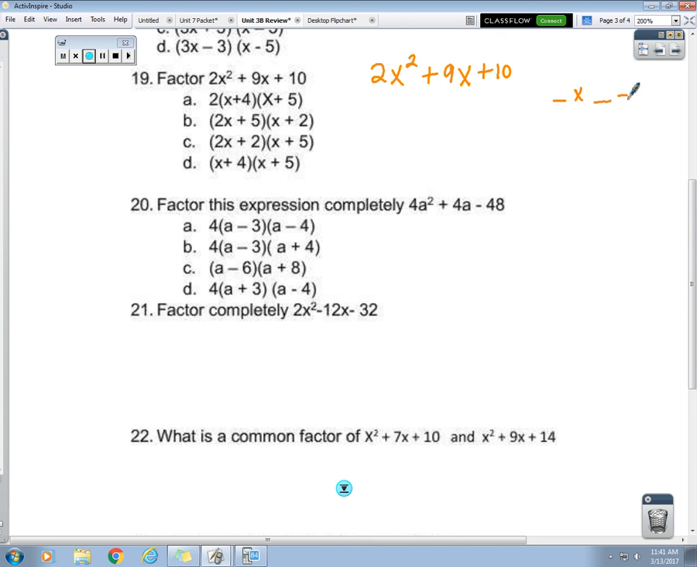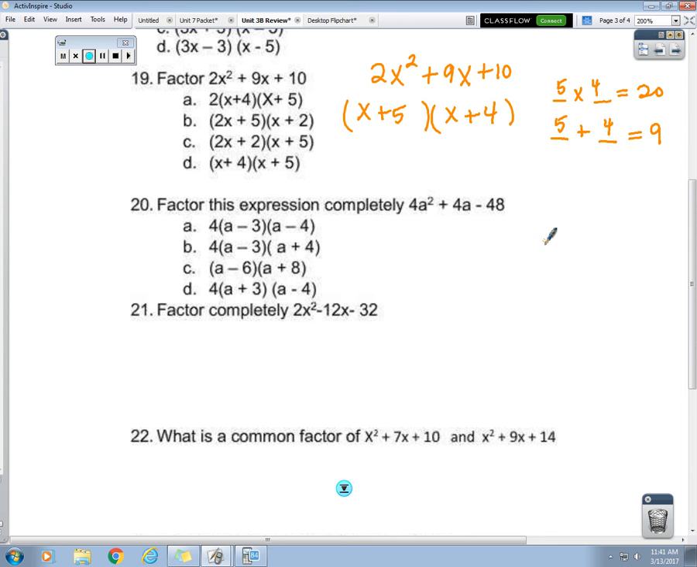Right. You have to multiply the 2 by the 10, and you get 20. So now we're looking for two numbers that multiply to 20 and add to 9. What numbers will do that? Okay. 5 times 4 is 20. 5 plus 4 is 9. So x plus 5, x plus 4, is that the final answer?